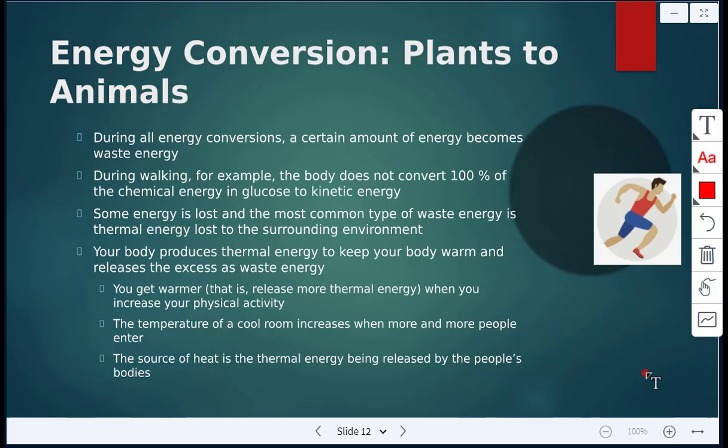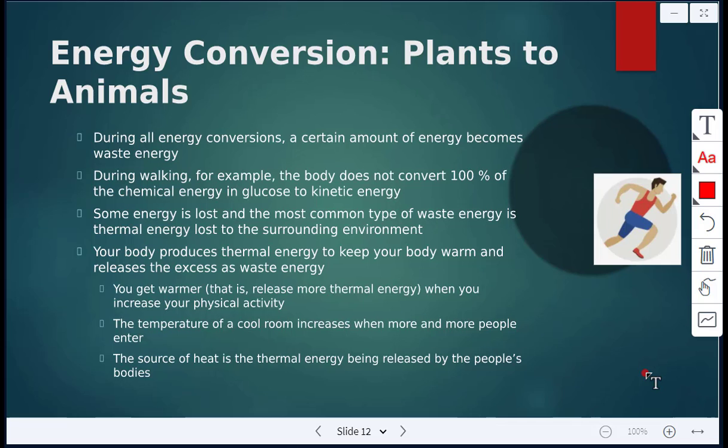All right, energy conversion, plants to animals. So during all energy conversions, a certain amount of energy becomes waste energy, and we've talked about this quite a bit. It's in the form of heat, that waste energy. So for example, if you're walking, the body is not going to convert 100% of the chemical energy in glucose to kinetic energy. Some energy is always lost, and the most common type of waste energy is heat or thermal energy, which gets lost to the surrounding environment.